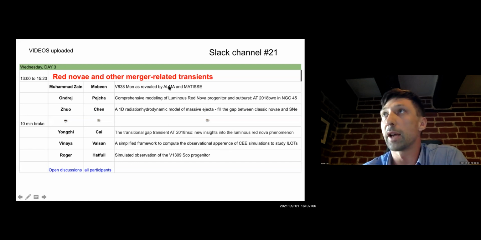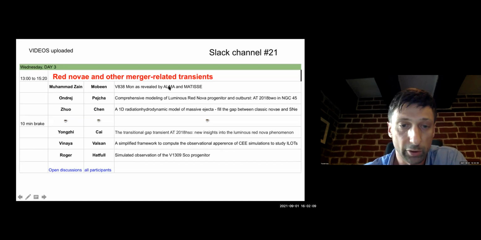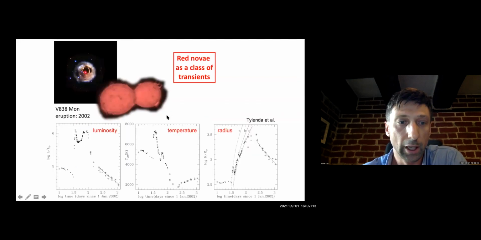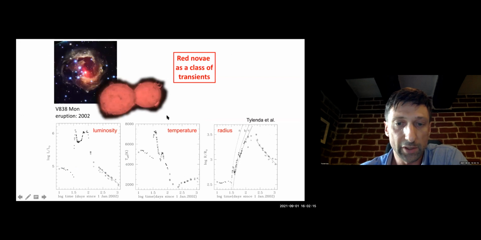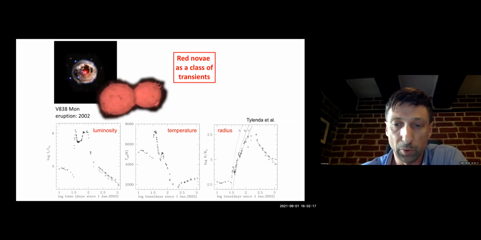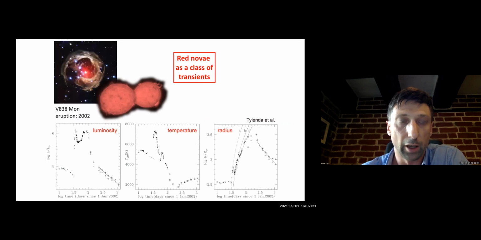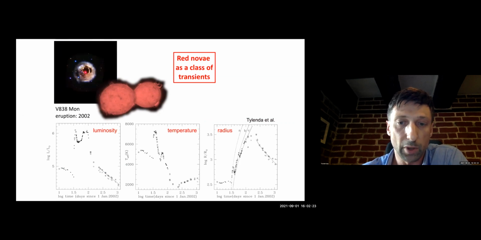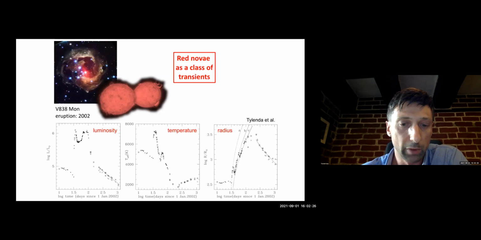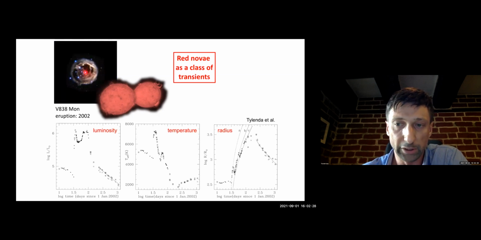And just to have everyone on the same page, I prepared a short introduction to the topic of red novae. The story really started in 2002 when V838 Monocerotis erupted and showed very peculiar characteristics that were unusual for classical novae, and people quickly realized it was something completely different.